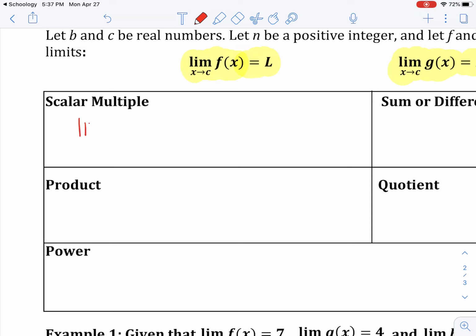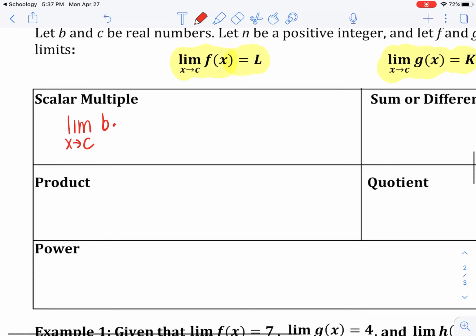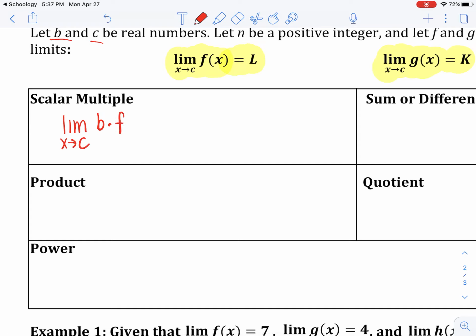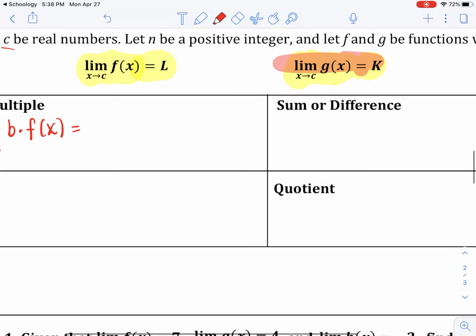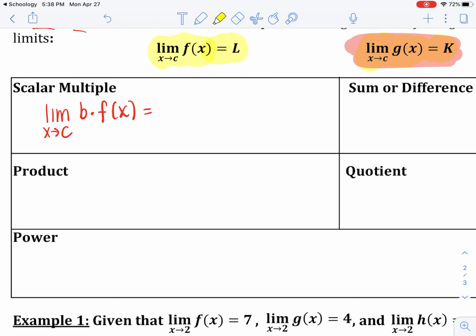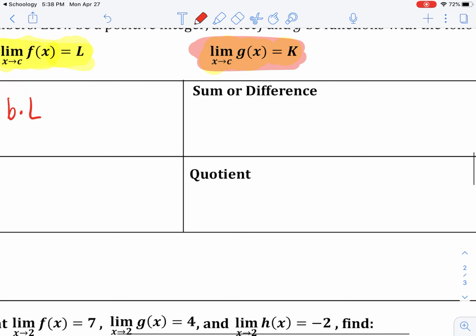So what if you saw the limit as x approaches c, and then there was something being multiplied by that function? So b, because I'm using b and c as my two numbers, I already used c, so b times f of x. If you wanted to know what that was, notice right here, I should probably put this in different colors. You see the limit as x approaches c of f of x right here, which matches this yellow right here. So I already know that's L, so this is just b times whatever L is, and it's a property of it.